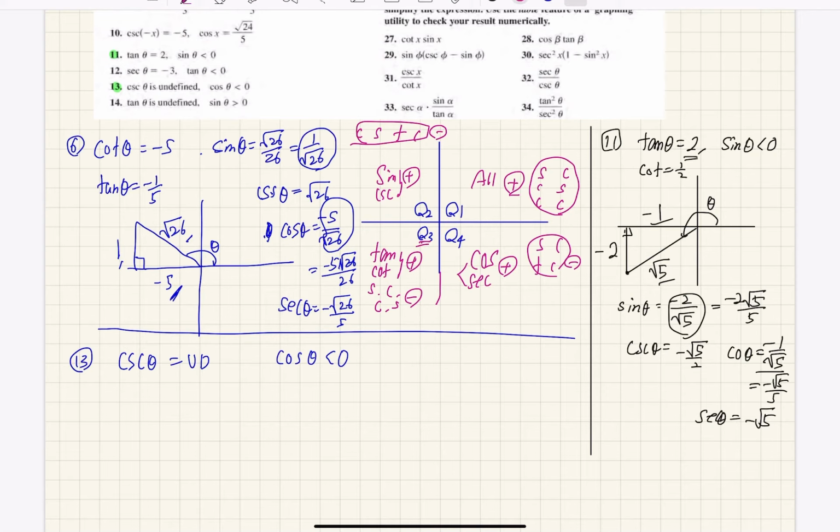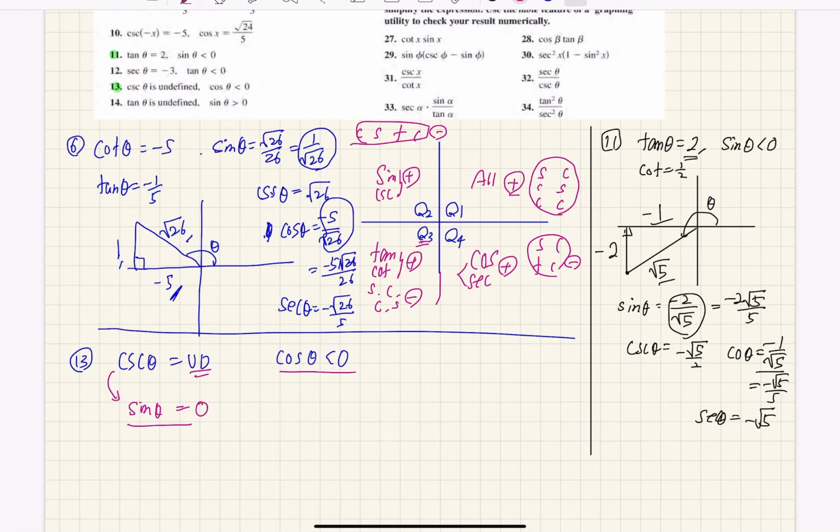If cosecant is undefined, what about its reciprocal, sine theta? If cosecant is undefined, its reciprocal sine theta should be 0, right? The reciprocal of 0 is undefined, and the reciprocal of undefined is 0. So sine is 0. Sine is 0, cosine is negative, so we can't find these angles in one of the 4 quadrants. I think theta should be on an axis, like the x-axis or y-axis.